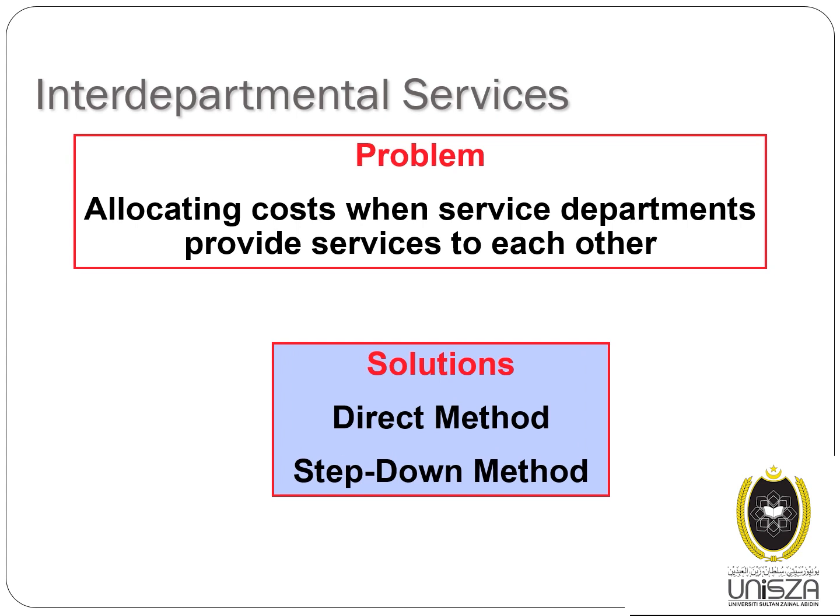Still on the issue of interdepartmental services, the problem is allocating costs when service departments provide service to each other. So here we will use the direct method and the step down method, the two methods that we're going to apply.